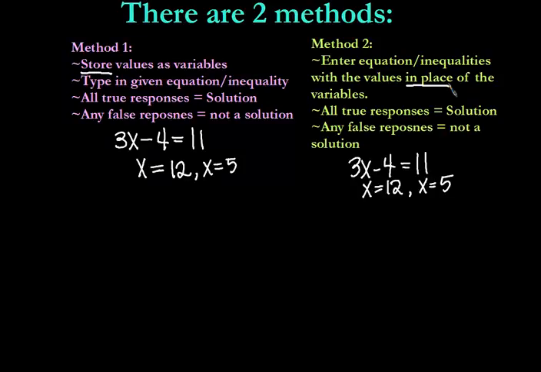So the first thing that we're going to be looking at is the equation 3x minus 4 equals 11. And so we have two solutions to test. We have x equals 12 and x equals 5.